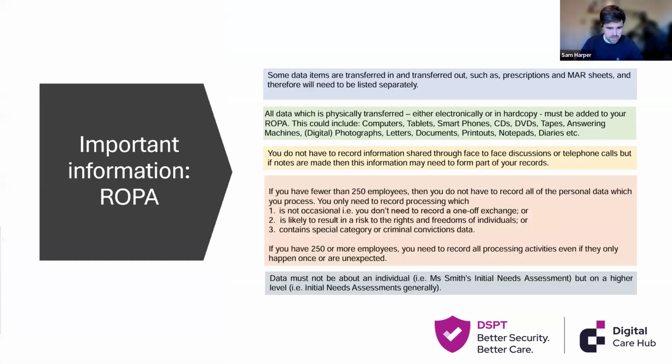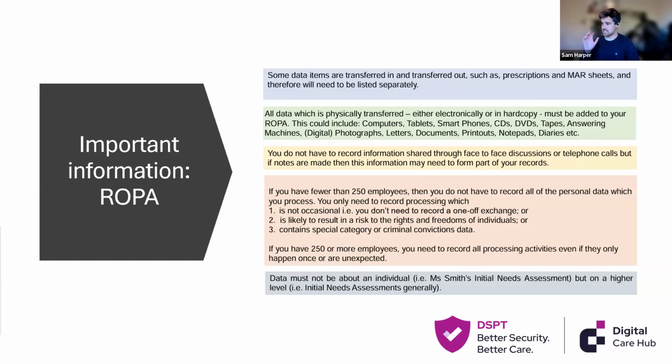So, important information in the record of processing activities. Some data items are transferred in and transferred out, as we say, such as prescriptions or mark sheets, and therefore will need to be listed separately. All data which is physically transferred, either electronically or in hard copy, must be added to the ROPA. This could include computers, tablets, smartphones. I'm not going to go through all of them. As I say, I put all this into the slide so you can use it as a guide.